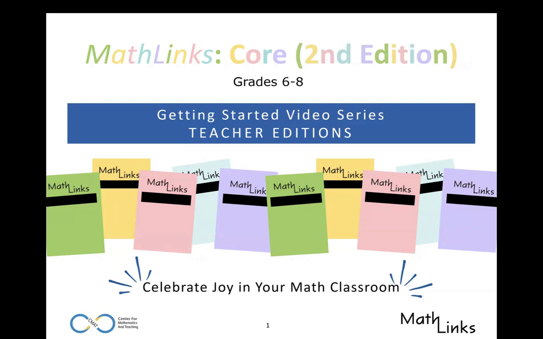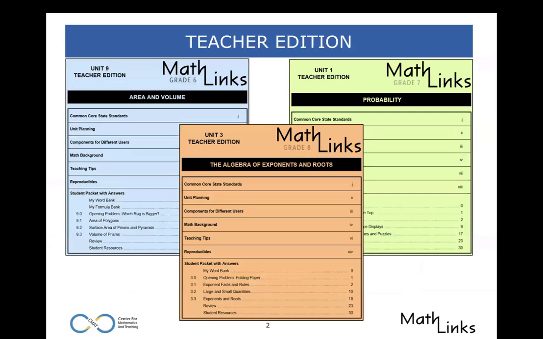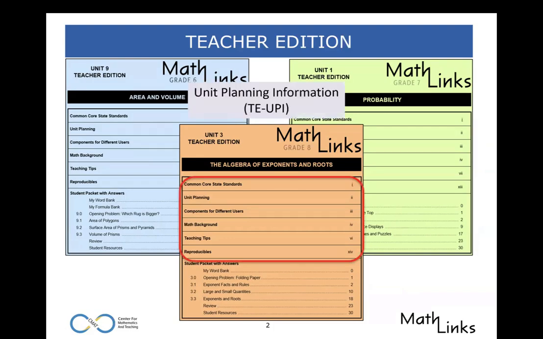In this session, we will look at the teacher editions. Here's what the teacher editions look like that accompany the student packets, one for each of the 10 units per course. Many use the printed TE, and an electronic version is on the teacher portal to view or download. We'll start by concentrating on this section of the TE, which we refer to as Unit Planning Information. We call it TEUPI for short.